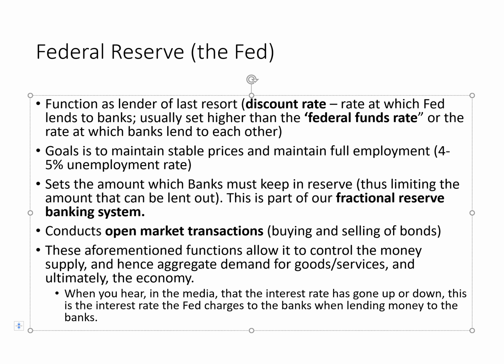Then you have the reserve requirement, which is the ratio of money that the banks must keep on deposit at the Federal Reserve. So this basically limits the amount that can be lent out. And then we have open market transactions, which is a way for the Fed to basically buy bonds from banks or sell bonds to banks.